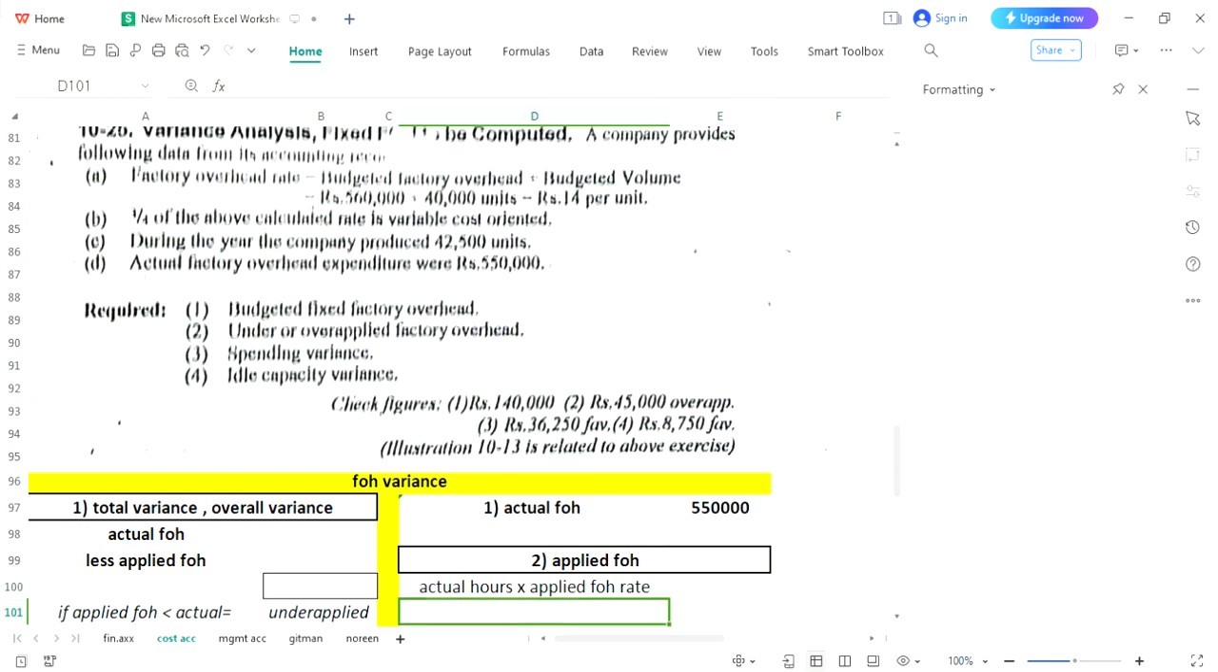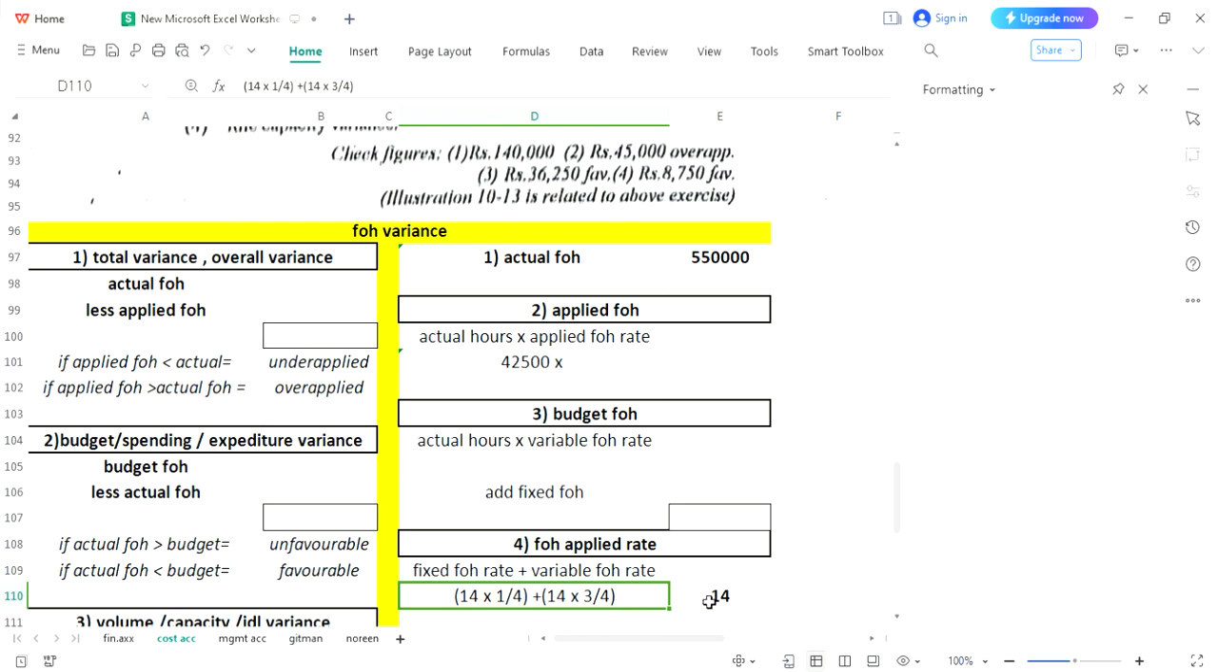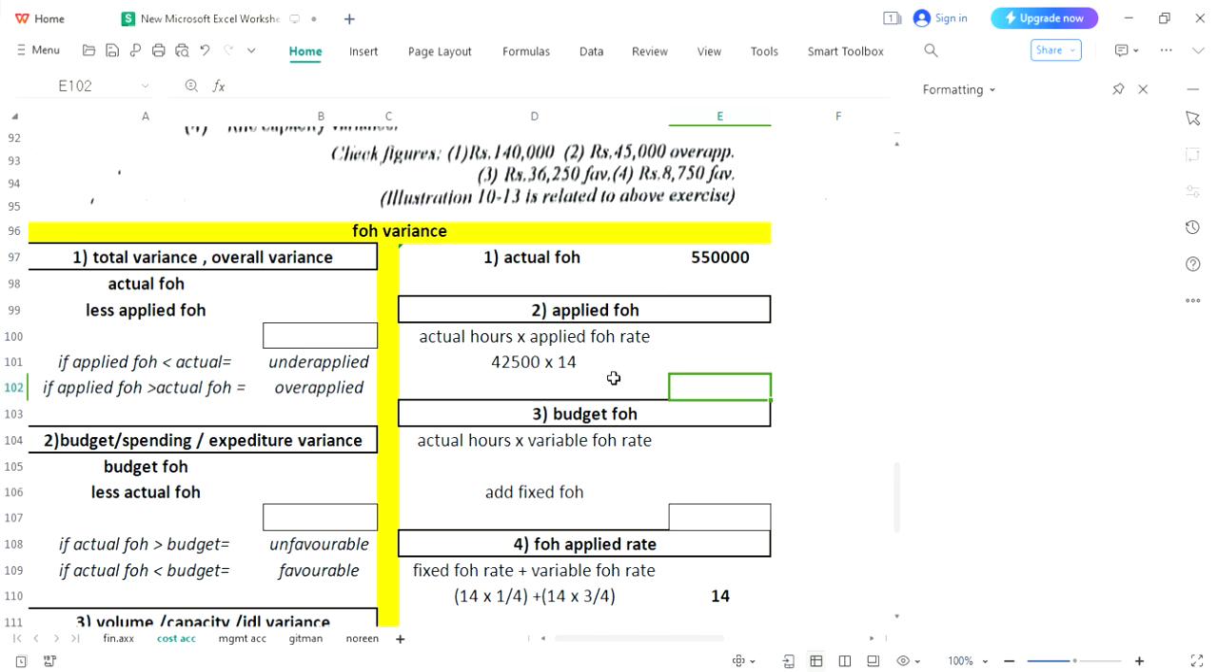First portion completed. And now see applied FH. For that we need actual hours, and actual hours are given over here, 42,500. We can put over here, and then you need to multiply with applied FH rate. Applied FH rate we have calculated, 14. It was given in the question, so you can write 14 over here. Now put it on your calculator. What we have done, 42,500 and it was multiplied by 14. So this way your applied FH has been arrived.